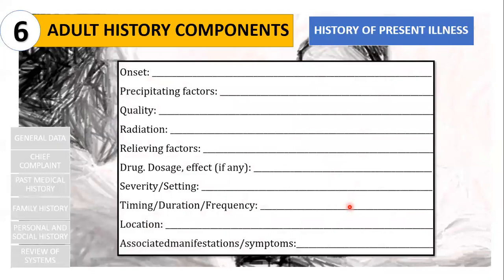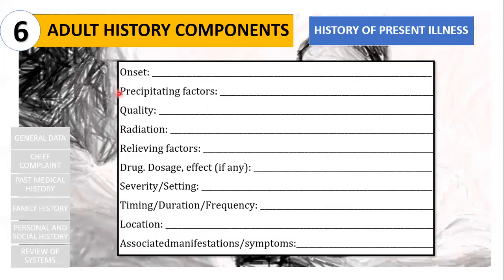As for the HPI, you must always remember the mnemonic OPQRST. That is a classic basic medical knowledge we must all know. O is for onset. This is when the patient noted to begin experiencing the symptoms of his or her illness. And you must also take note of the chronology or temporal occurrence of signs and symptoms of the patient.